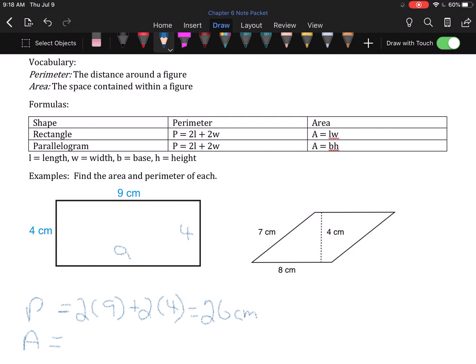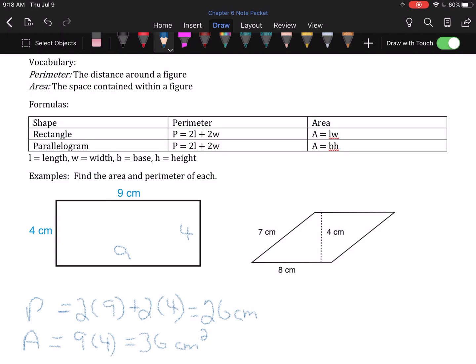Area is just length times width. So that's going to be 9 times 4. The area is 36 centimeters squared. That exponent is on the unit of measurement, the centimeters. It is not 36 squared, it's 36 centimeters squared. Perimeters will have just the unit of measurement. Areas will have the unit of measurement squared. And when we get to it, volumes will have the unit of measurement cubed.